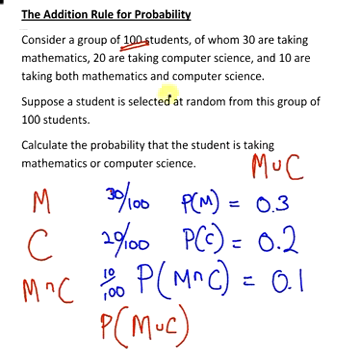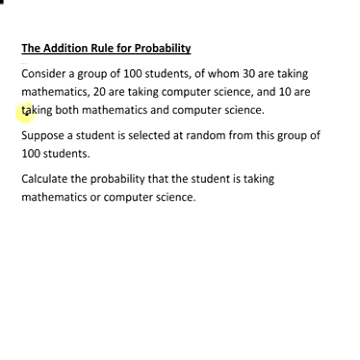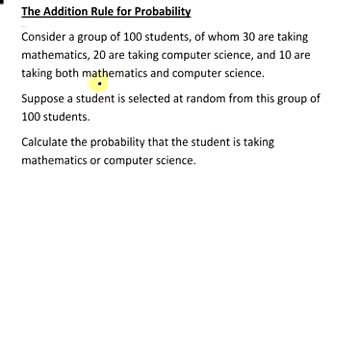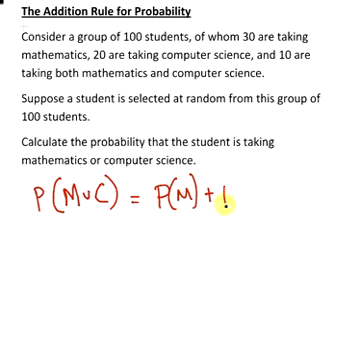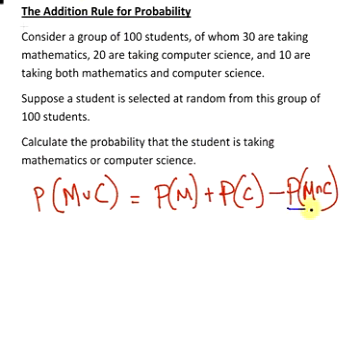So I'm just going to clear the screen here for a second. And there we have there. And how we do that is as follows. The probability of M union C equals the probability of M plus the probability of C minus the probability of M intersection C. The reason we do this, we subtract this, is to stop the people who study both mathematics and computer science getting counted twice.